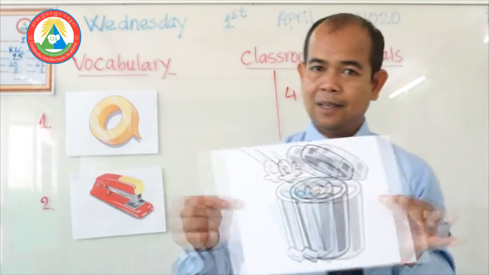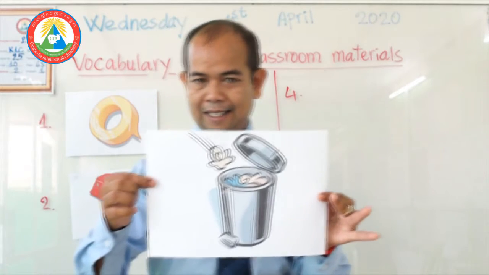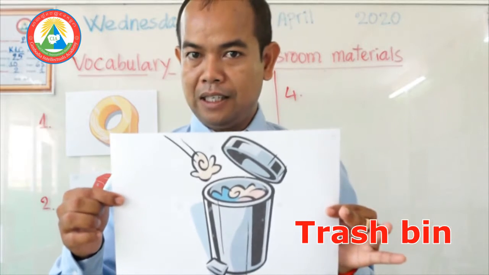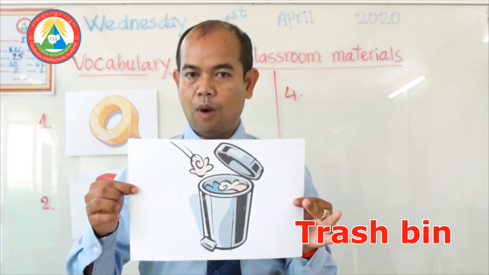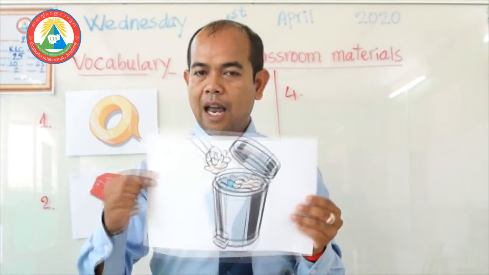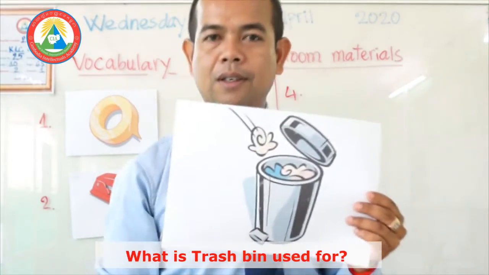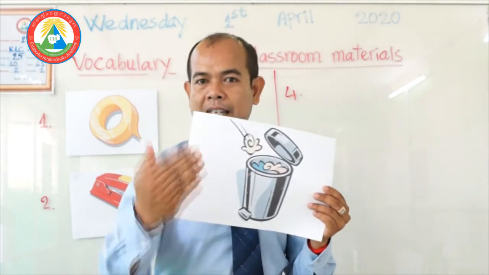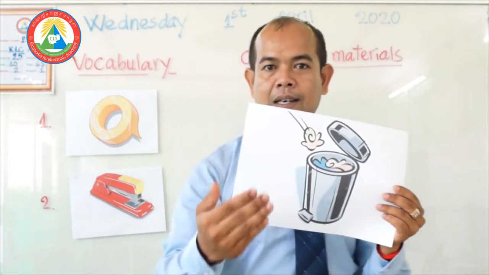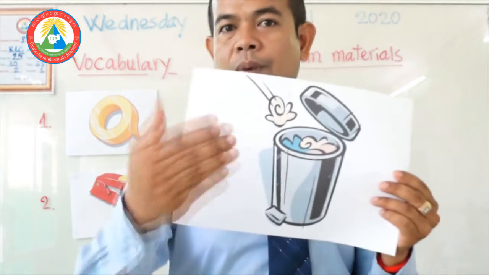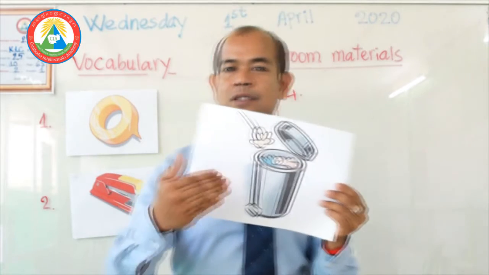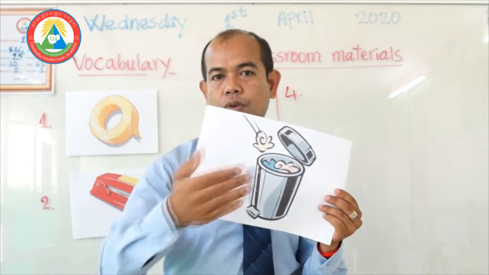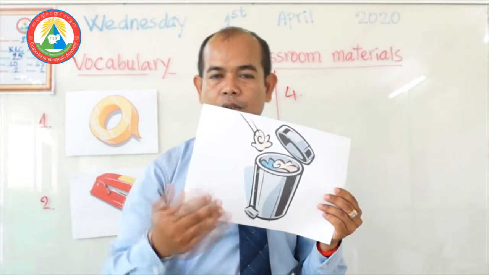What picture is it? It is a trash bin. Trash bin. One more time. Trash bin. And what is a trash bin used for? Trash bin is a container used for keeping or storing waste or rubbish or disposable objects, like objects that you use already, that you threw away.